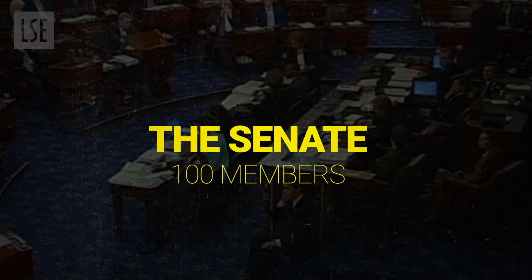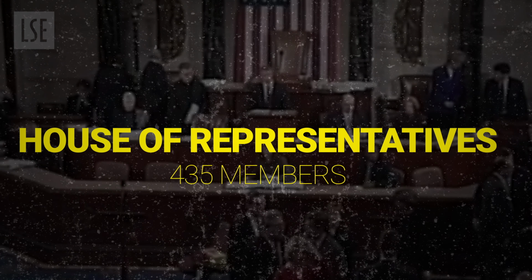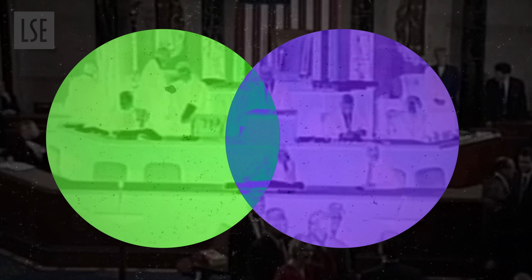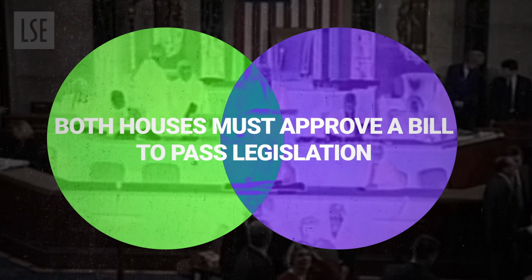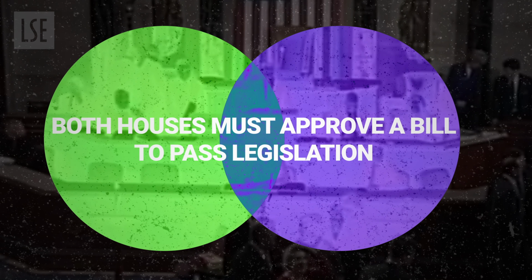Congress is comprised of two different houses, the Senate as well as the House of Representatives. And the House of Representatives and the Senate essentially have to come together to pass legislation.